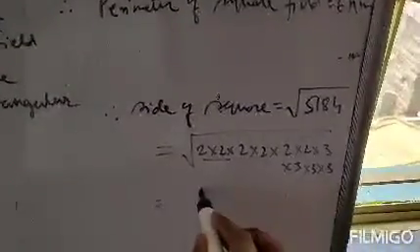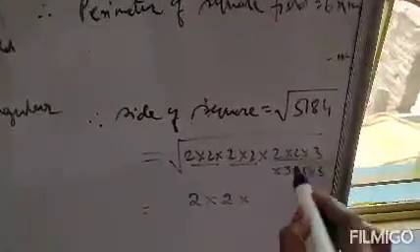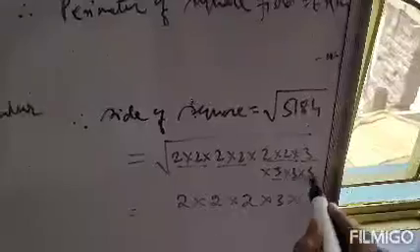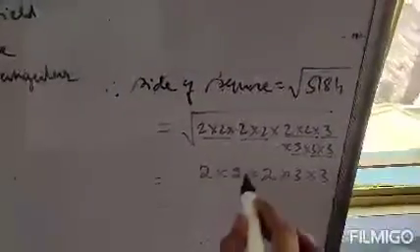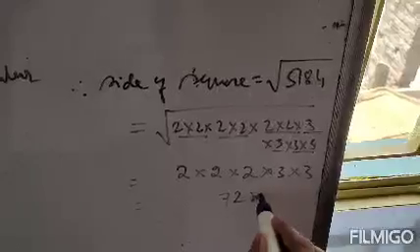So let's extract these 2's. Therefore 2 2's are 4, 4 2's are 8, 8 3's are 24, 24 3's are 72. So the side of the square is 72 meter.